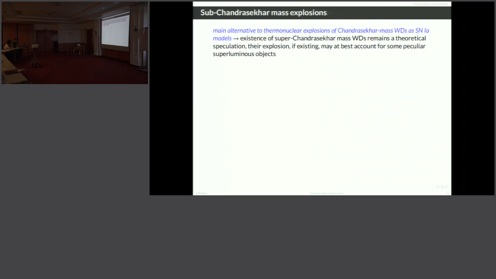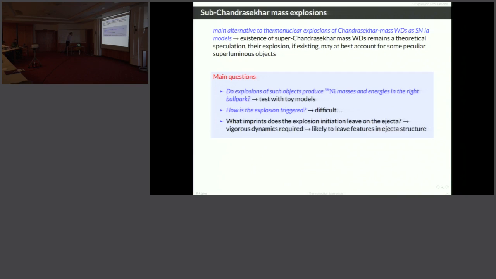Therefore, we have looked into sub-Chandra mass explosions, and other groups have done so too. This is the main alternative to explosions of Chandra mass white dwarfs as type Ia supernova models. Super-Chandra mass progenitors have also been suggested, but this remains a theoretical speculation, and if they explode, they would at best produce peculiar superluminous events. So for normal type Ia supernovae, the alternative candidate is a sub-Chandra mass white dwarf.